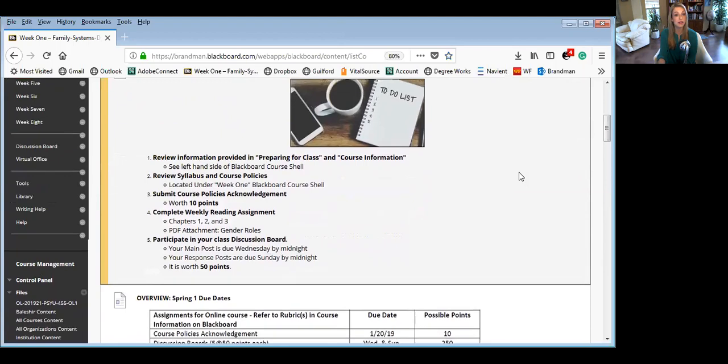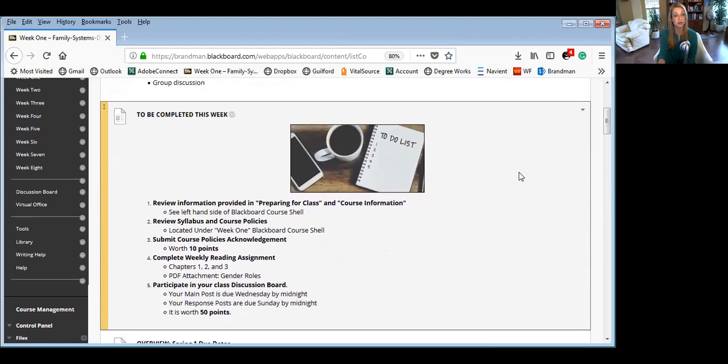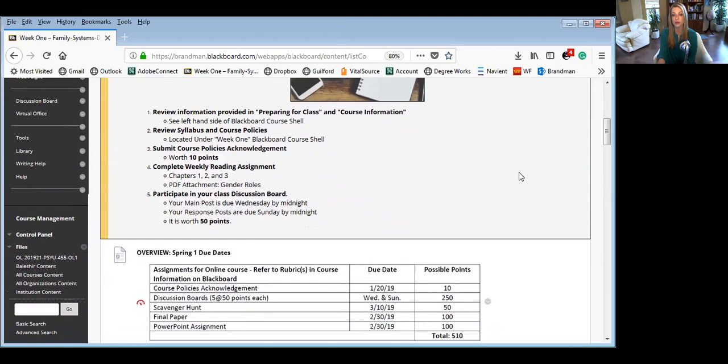So my recommended to-do list, to be completed this week, includes the following items. Review the information provided in the Preparing for Class and the Course Information tabs. They're on the left-hand side that I showed you. Review your syllabus and the course policies document. That's going to come up here if we scroll down a little bit.